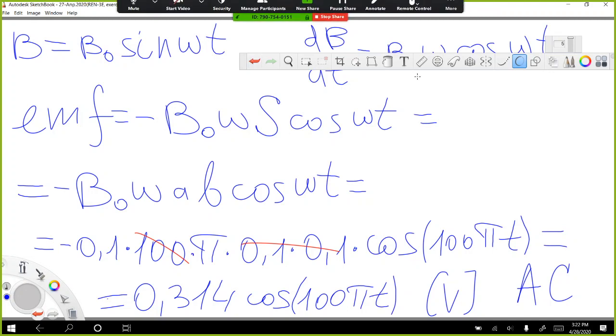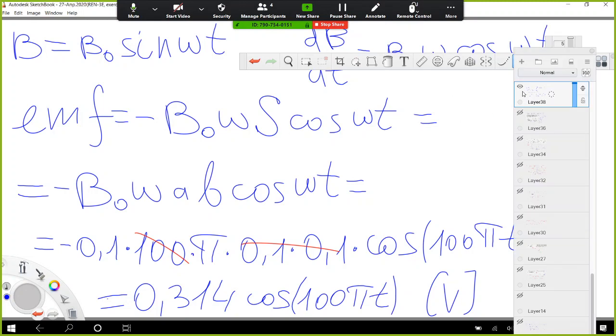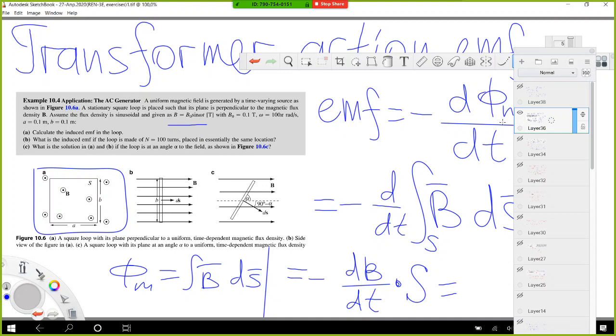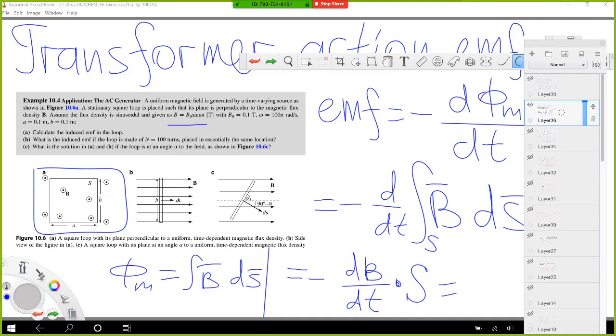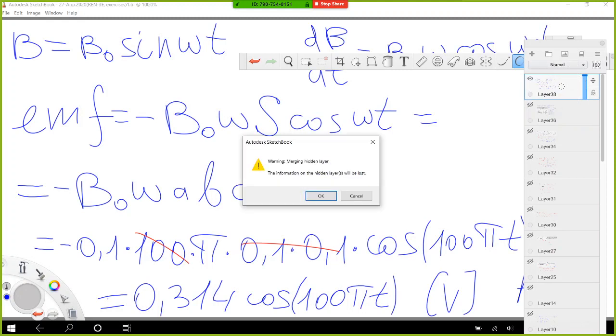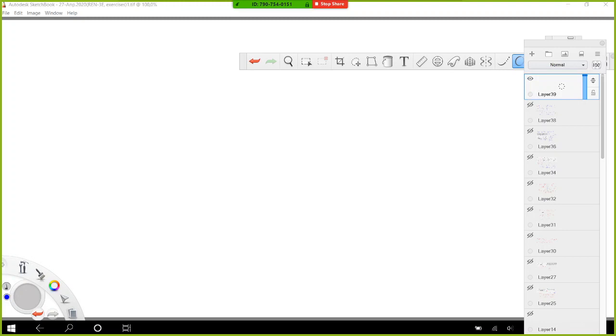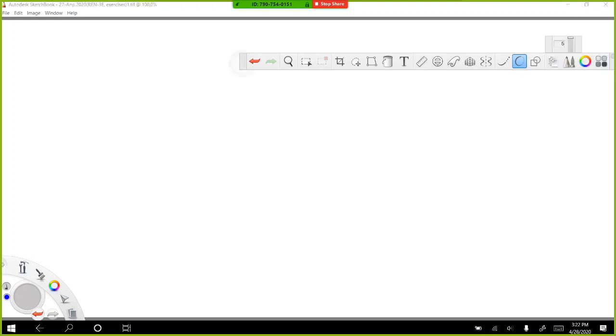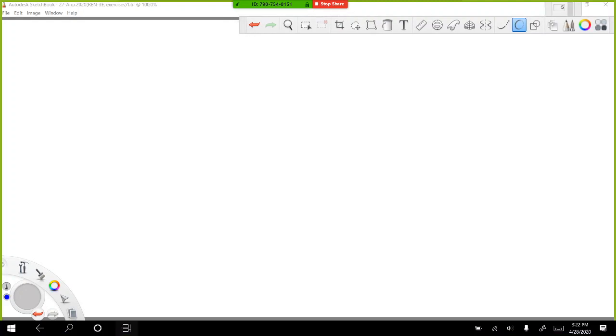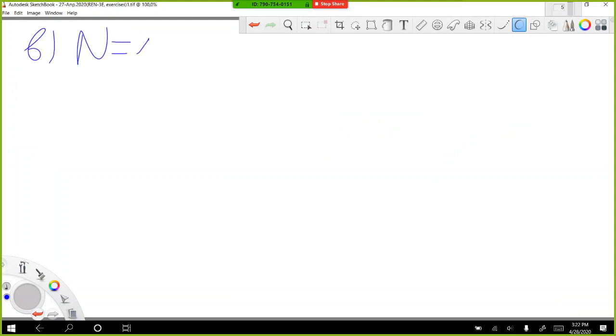Now, if we move to the second part of our problem, part B: what is the induced EMF if the loop is made of 100 turns placed essentially in the same location? Now we have 100 turns, N equal to 100 turns.